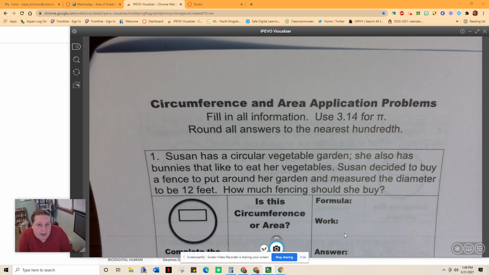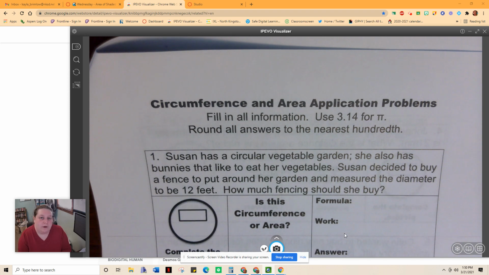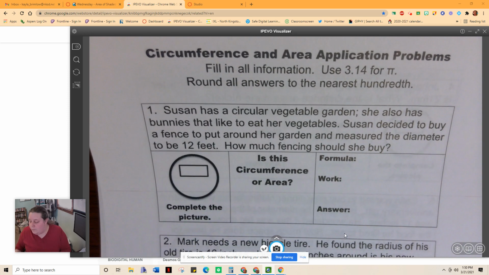So once again, we're looking at some application problems today, specifically circumference and area. We're going to fill in all the information. We're going to use 3.14 for pi, and we're going to make sure our answers are rounded to the nearest hundredth. I will be using a highlighter for this. If you have colored pencils or crayons, that would work as well. You could also just underline or box, whatever you're comfortable with, but we do need to pick out information in the word problem, so you should have a tool that you'd like to use.